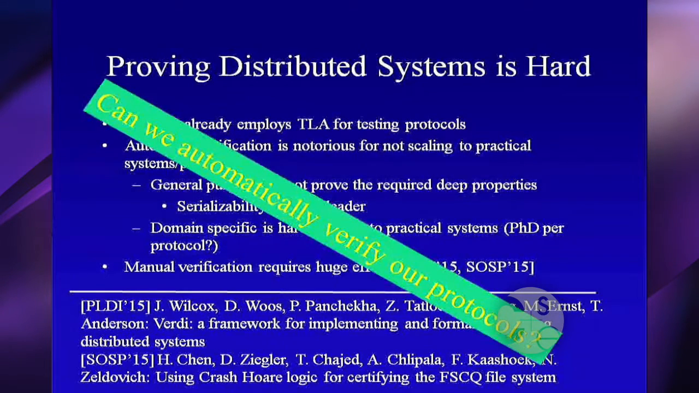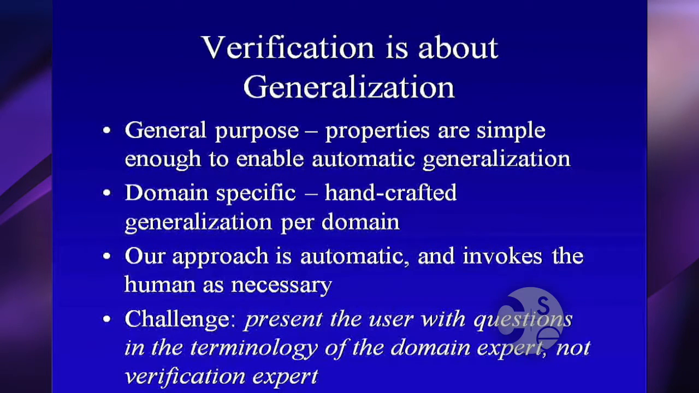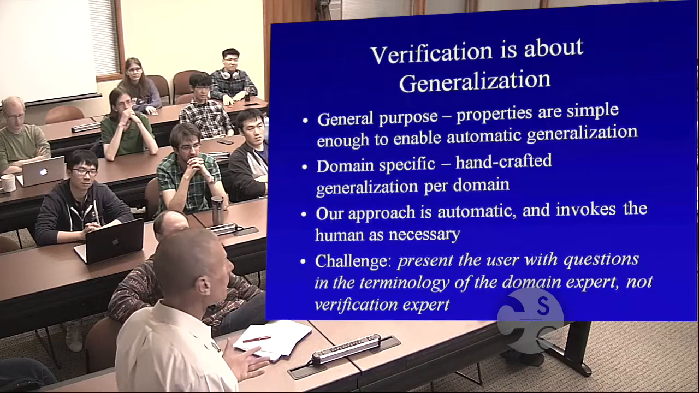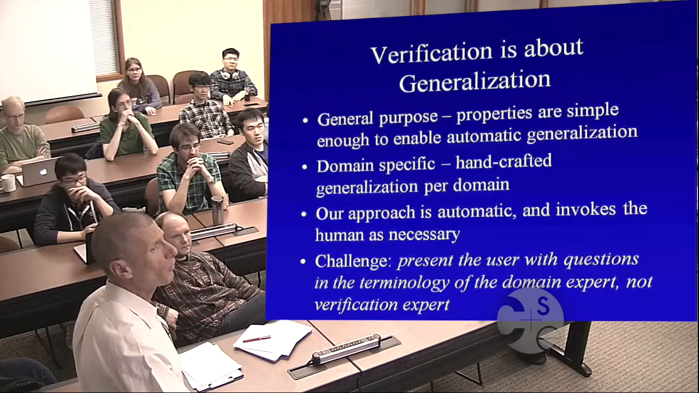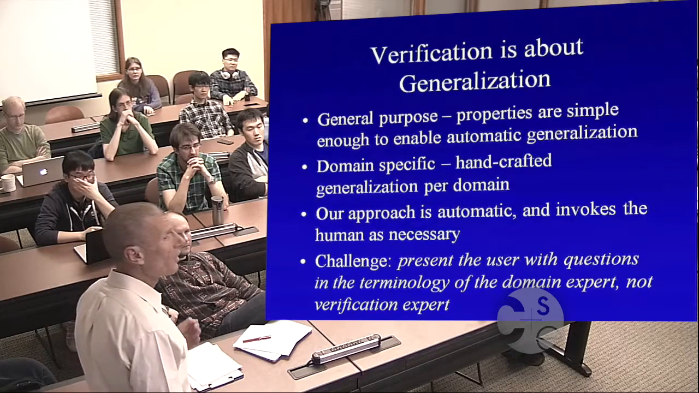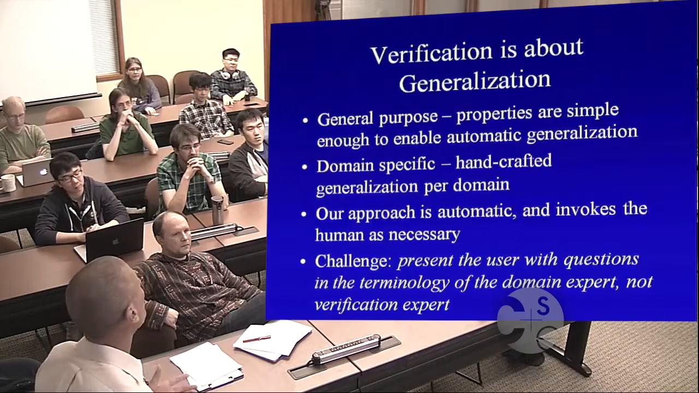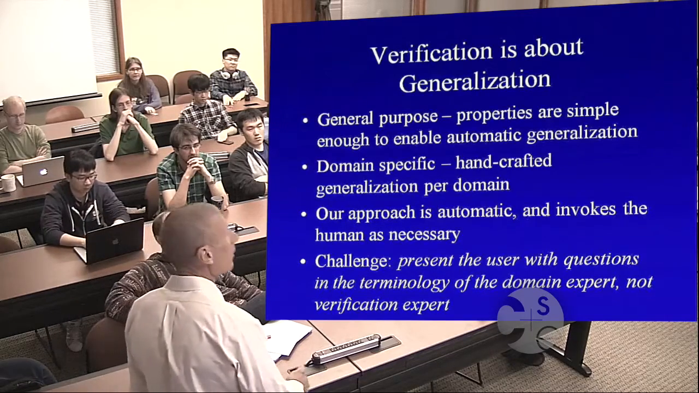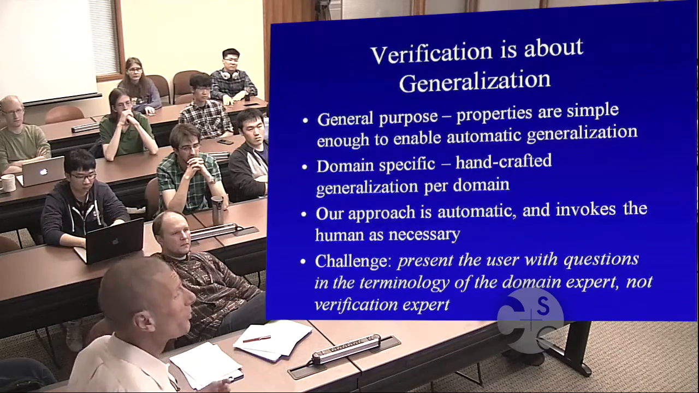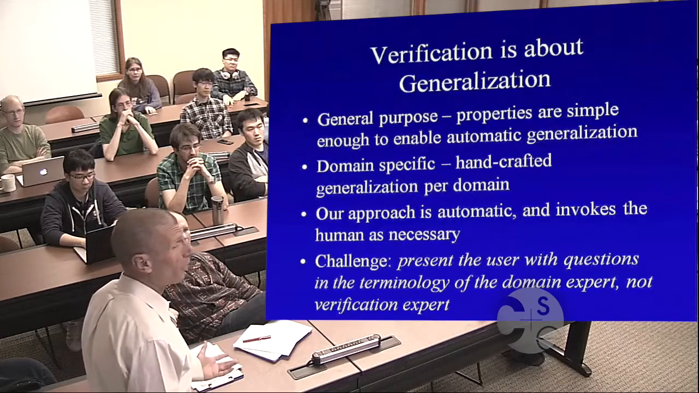So the question that we are asking ourselves: can we automatically verify this kind of thing? And verification, as far as I understand, is about generalization. And when we talk about general purpose properties, it's really hard for them. What we do is to actually enable automatic generalization. And domain-specific is also very hard and handcrafted.